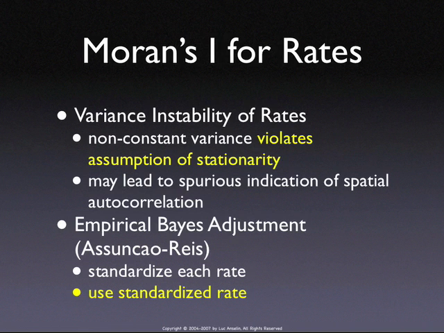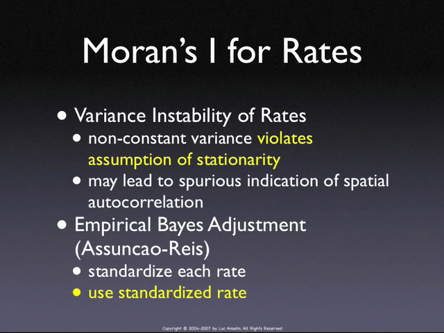So to get stationarity, we need this constancy of the variance, and we don't have it. So we could have a situation whereby, ignoring the fact that this variance changes, we're actually drawing incorrect or spurious inference. To fix this, and I don't have time to get into the technicalities, we basically adjust the statistic. We standardize the rates, do some transformation to them, and then compute Moran's I with these transformed variables, and that takes care of the variance instability.